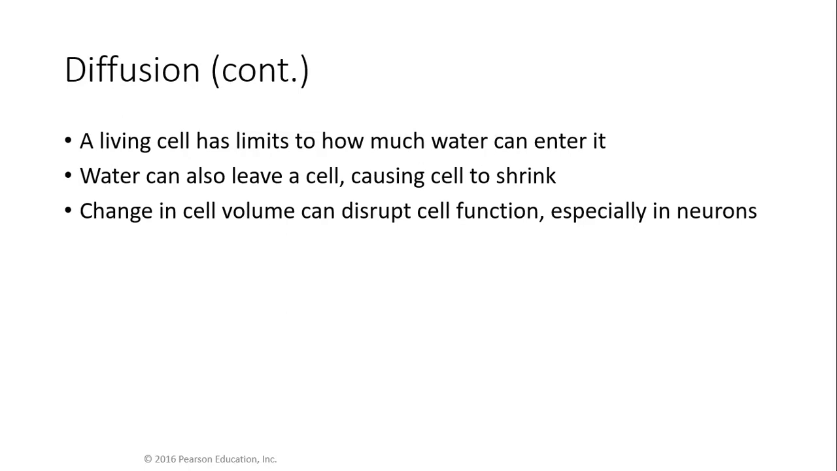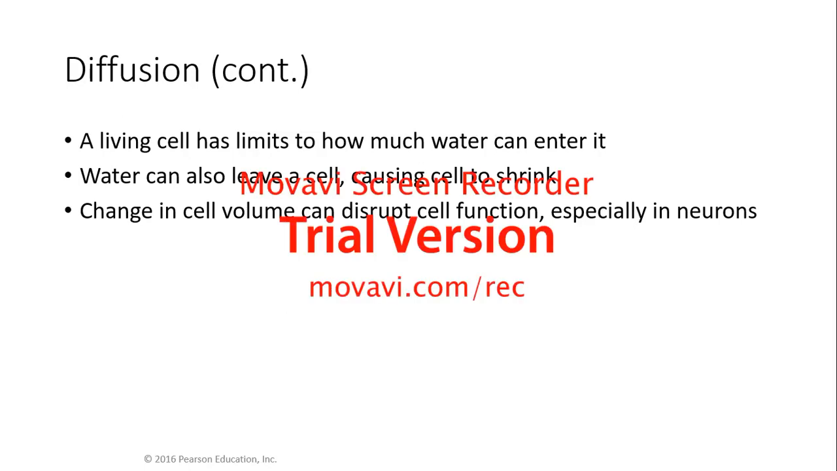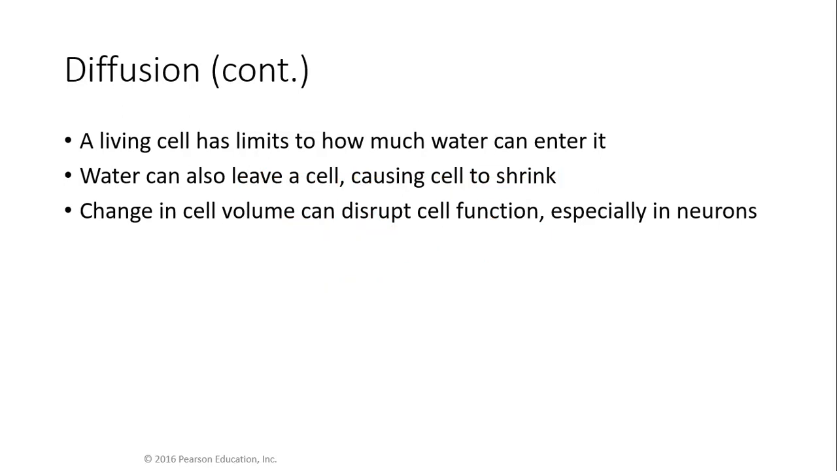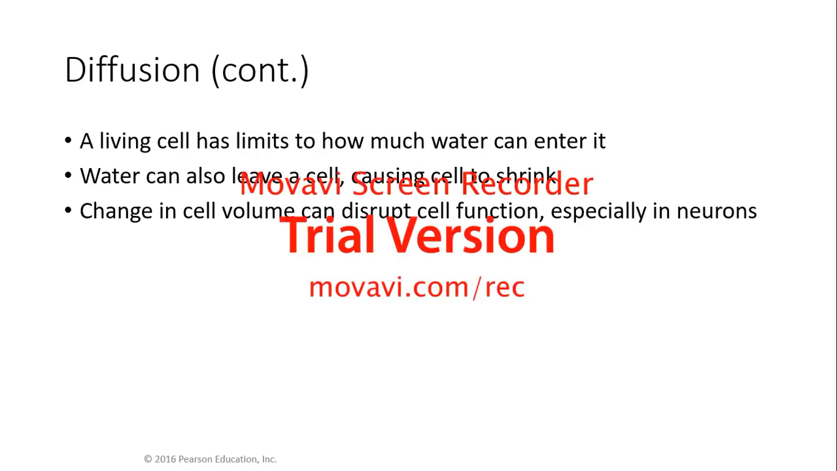So remember, diffusion is when particles move from where they are highly concentrated to where they are lowly concentrated. Diffusion does not require any energy. That's called moving down the concentration gradient from high to low. A special type of diffusion is osmosis, which is the diffusion of water moving from where it's highly concentrated to where it's low concentrated.